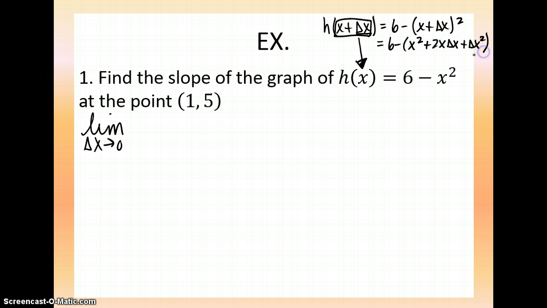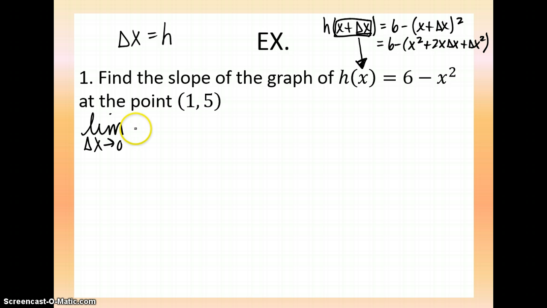Now the biggest issue that you guys were having is with this delta x. Treat it as any other variable. You can rename it using a variable, but I would recommend, if you're going to do that, replace it with the letter h only, okay? But you'll see me use delta x. CalcChat will have delta x.